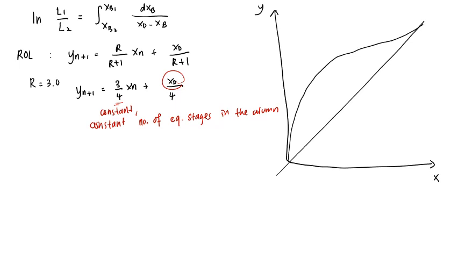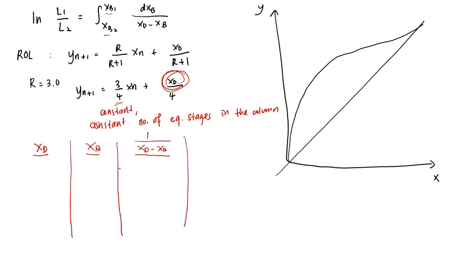So what you're gonna do is you plot the ROL, and then you step off at different values of xd, and then you will get different values of xb. Okay, so let's just try to write down what I'm saying. So xd, xb, and then you want to find out what is 1 over xd minus xb. Okay, you make a table like this.